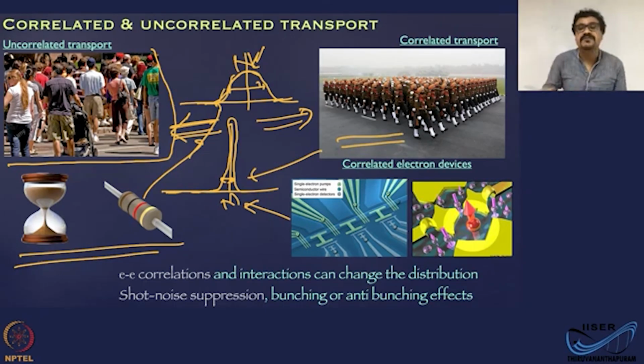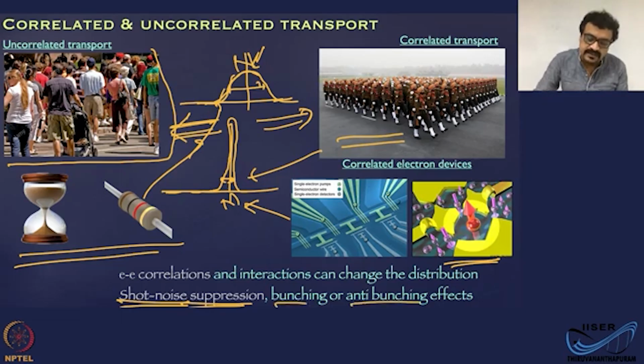Mesoscopic systems, low dimensional systems, where there exists a perfect correlation between the transport of charge carriers. Those have very interesting properties in systems such as charge pumps, Kondo effect. Okay, you can see suppression of the shot noise. We will explain shot noise at some point of time. You can consider that's a noise, electrical noise. There are interesting bunching and anti-bunching effects.